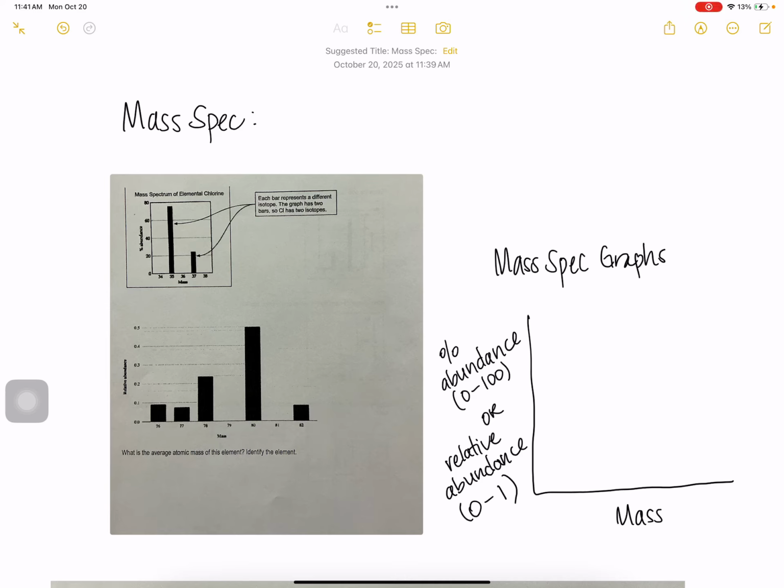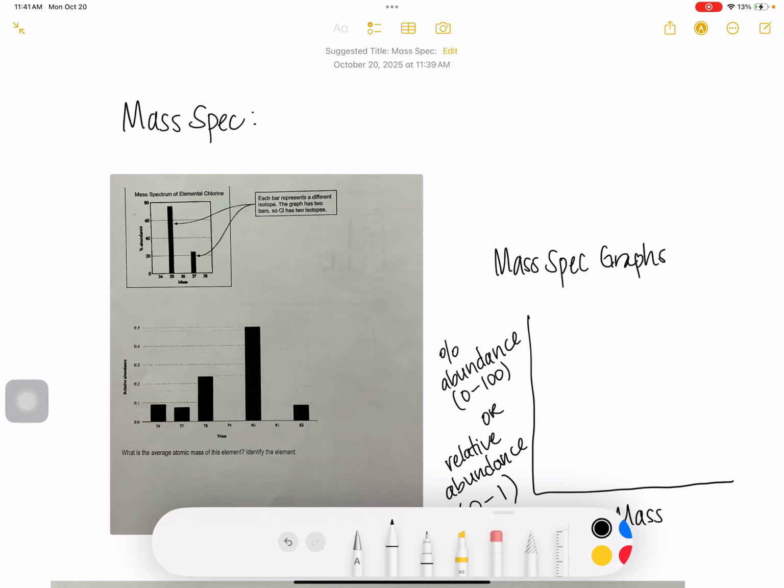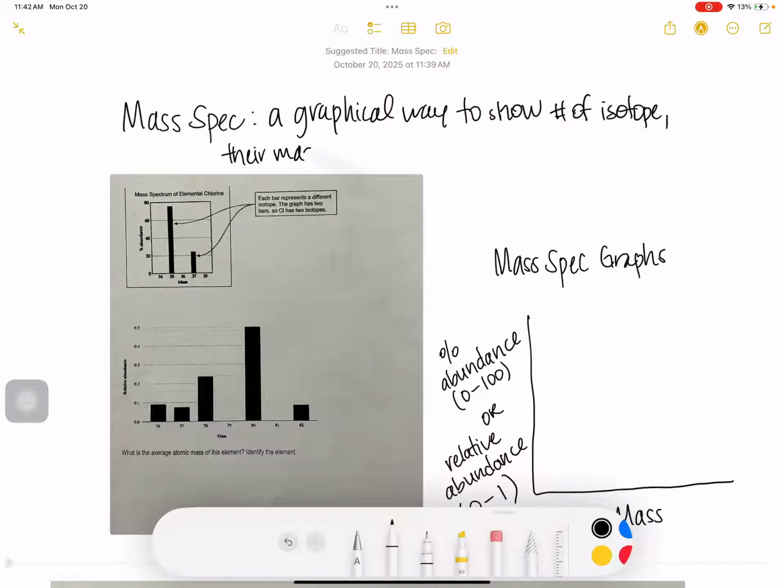This video is on mass spectroscopy, otherwise known as mass spec. So we'll start by defining what that is. Mass spec is a graphical way to show the number of isotopes, their masses, and their percent abundances for a particular element.